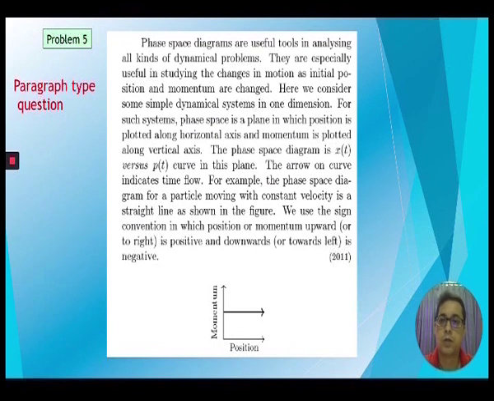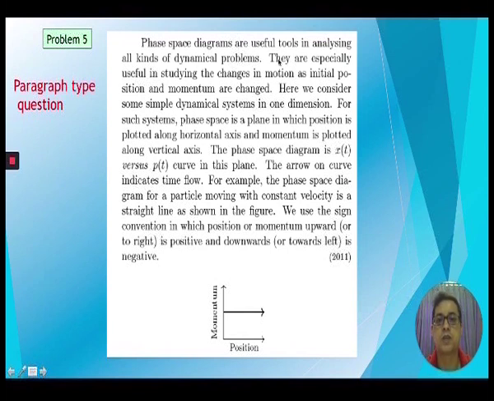Now, in this problem, this kind of paragraph type question is very interesting. Why interesting? Because you can learn many new things. Generally, they may not be in your syllabus, but what is asked is a very simple kind of concept. Okay, let us read this problem.